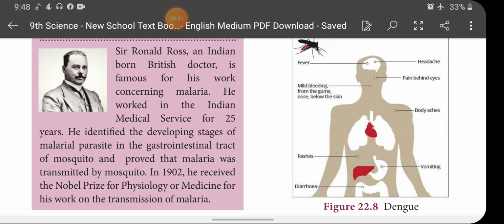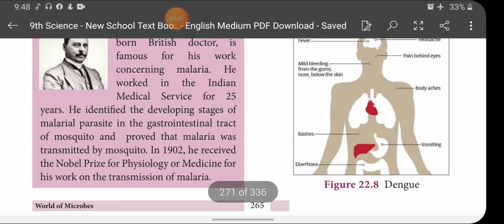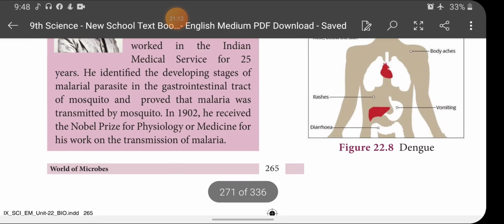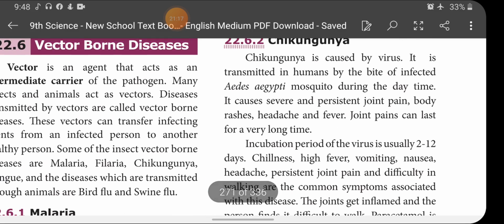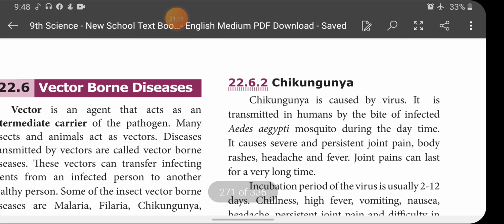It was discovered by this great scientist Sir Ronald Ross, and in 1902 he received the Nobel Prize for Physiology or Medicine for his work on the transmission of malaria. Right. So next one is chikungunya and dengue, which are the other vector-borne diseases. This I will discuss with you in my next class, children.